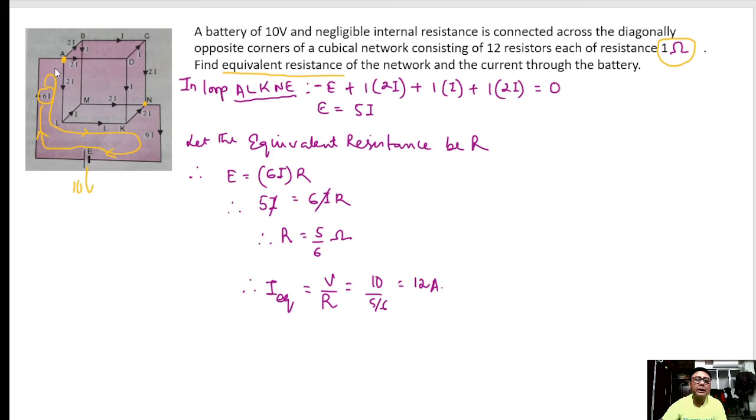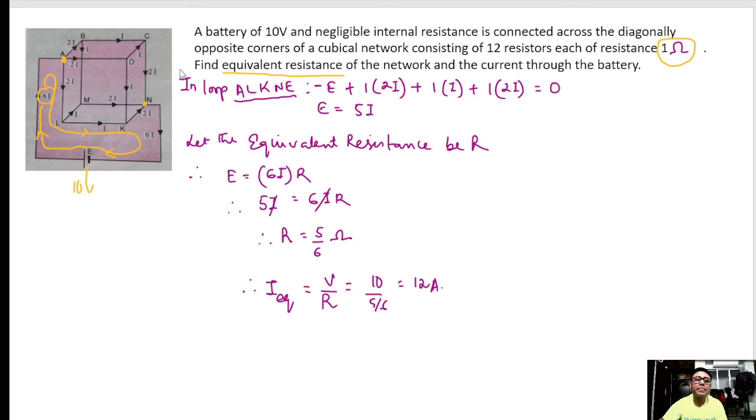So in this part, 2I has come, so it will again distribute. This 2I coming has distributed as I and I, as you can see. Similarly, this 2I will distribute as I and I, and similarly this 2I will get distributed as I and I, because it will be equally distributed in the parts, as it is a symmetrical figure.